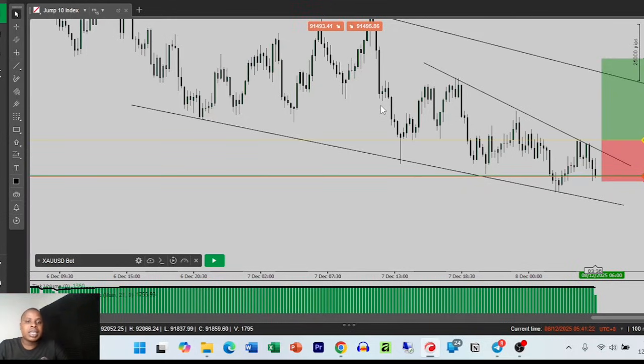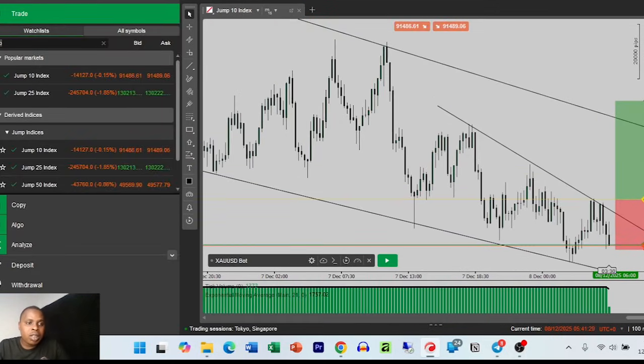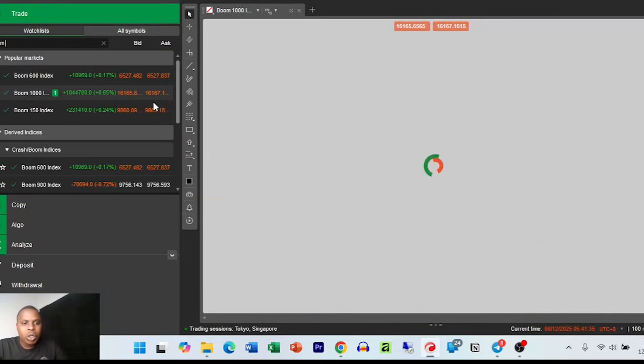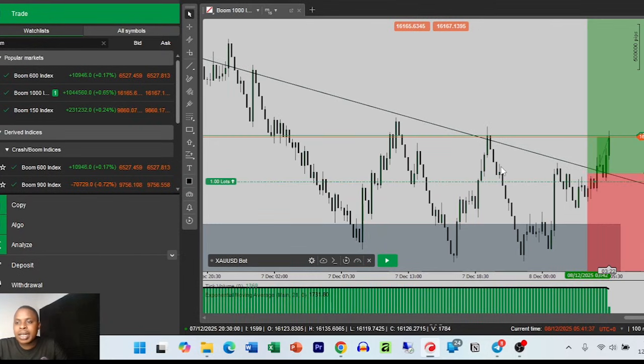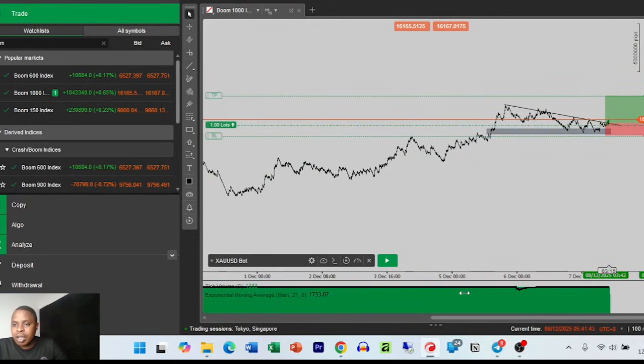So that's basically what we are looking at on Jump 10, and then we are going to move to Boom 1000 index, right? So on Boom 1000 index, I already have a trade in there, but I'm just going to show you how the trade is looking like, right? So the trade for now is in profit. What we are looking at right now is the breakout of this zone right here, right?